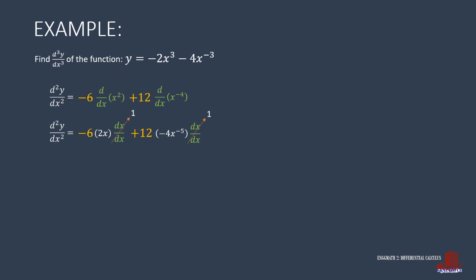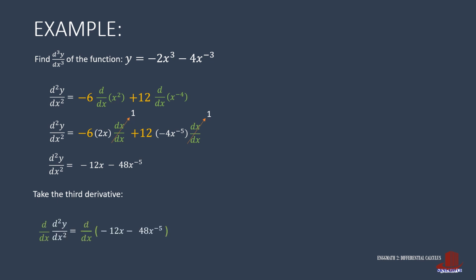Again, cancel out dx upon dx as they are 1, to have the final second derivative of y with respect to x as negative 12x minus 48x raised to negative 5. So we are at the last differentiation as we start the third derivative, where we take the current derivative and differentiate it again.